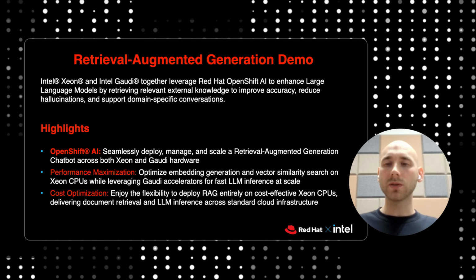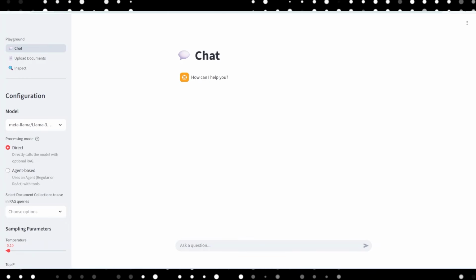You will see how you can use Red Hat OpenShift AI to seamlessly deploy and manage the RAG chatbot on Intel hardware. This ensures you can balance performance and cost while using your resources efficiently. Let me show you the demo.